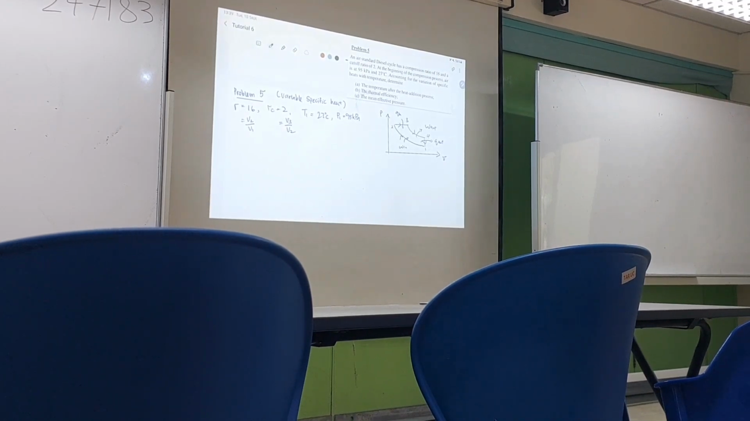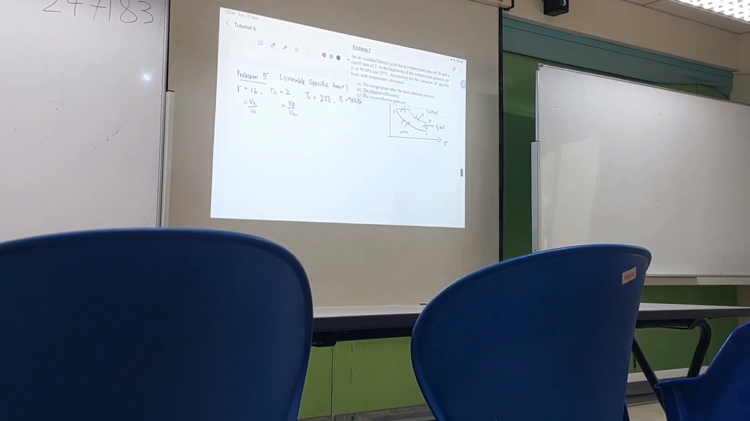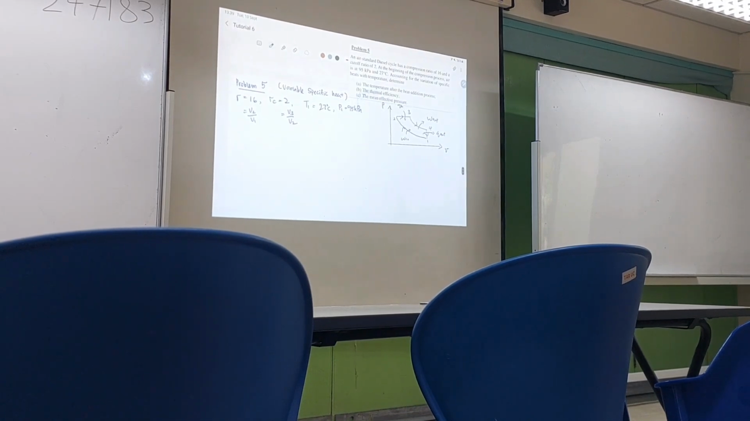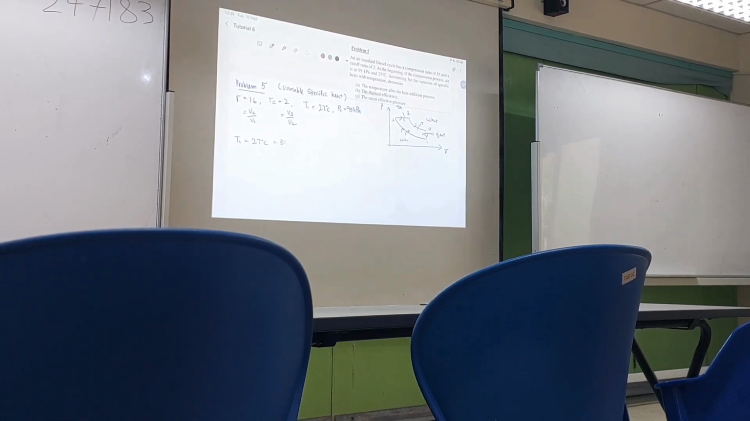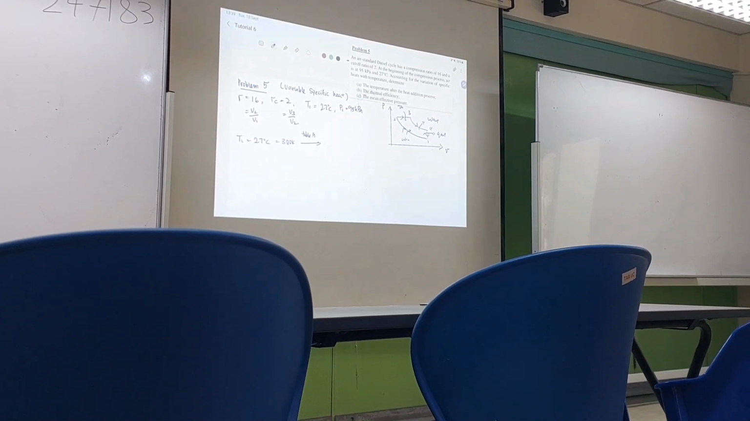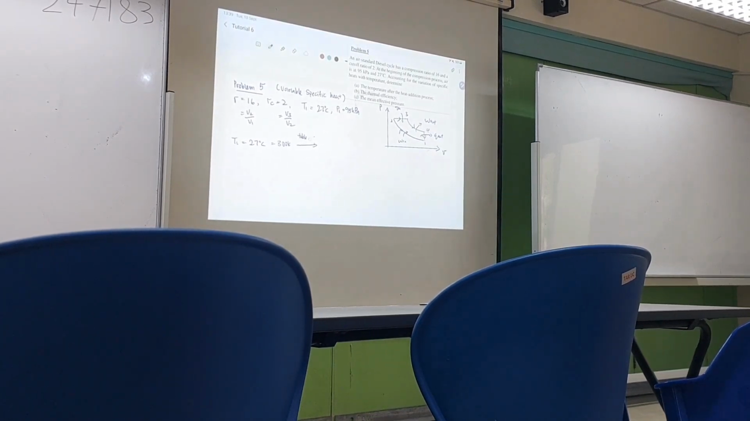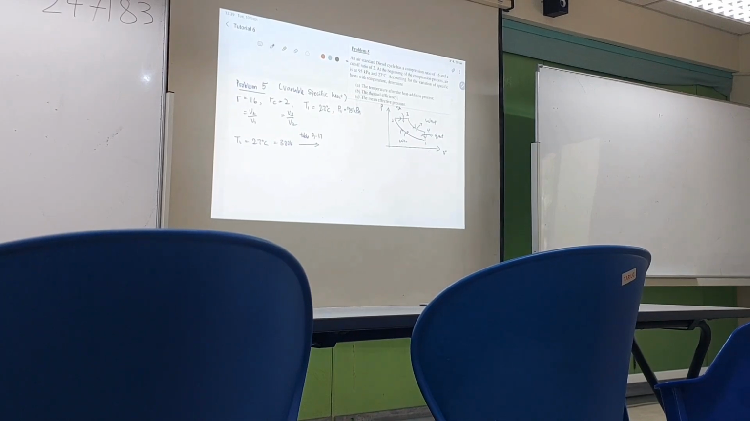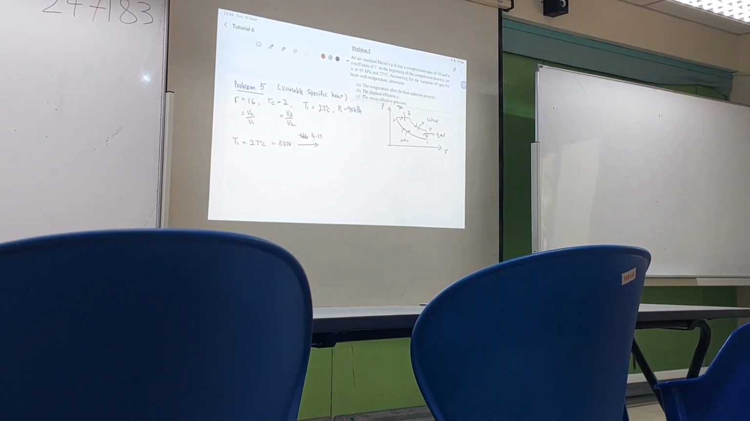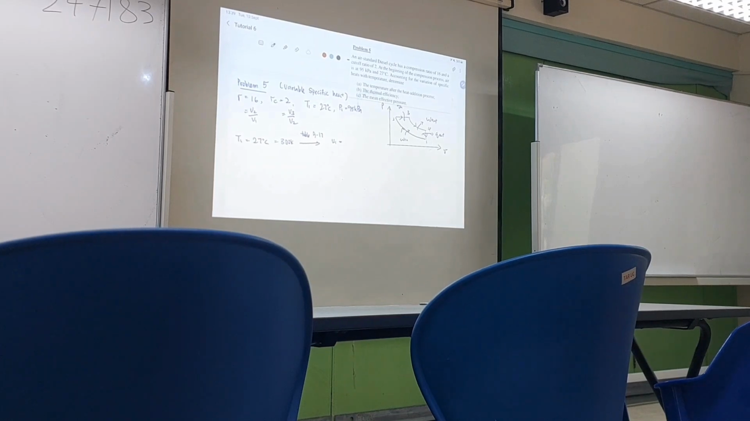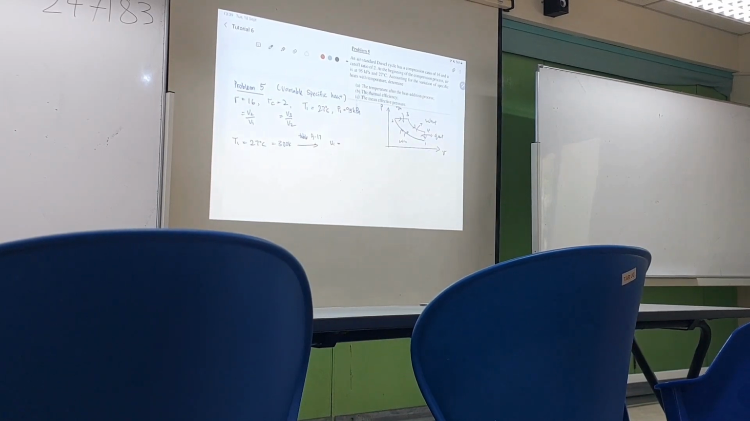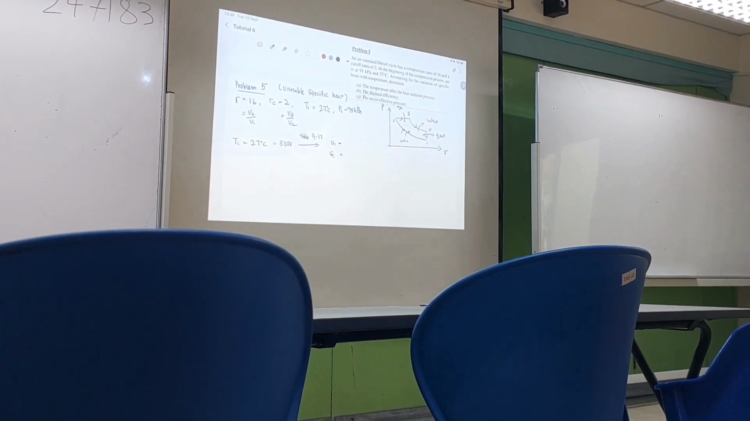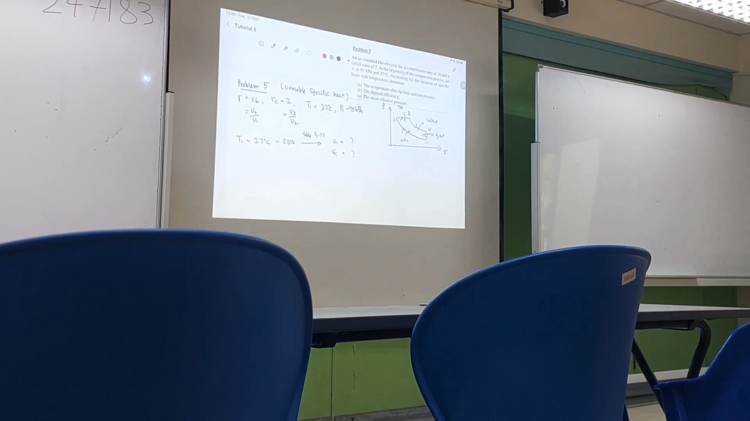So how do you solve this based on the variable specific heat method? Initially, it should be very straightforward. We know that T1 is 27 degrees Celsius, which is 300 Kelvin. So you refer to table A-17. You can get u1 and also vr1. We can get these two values from the table.